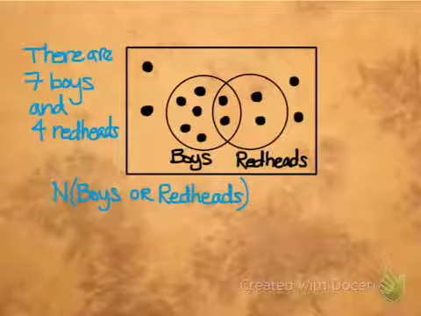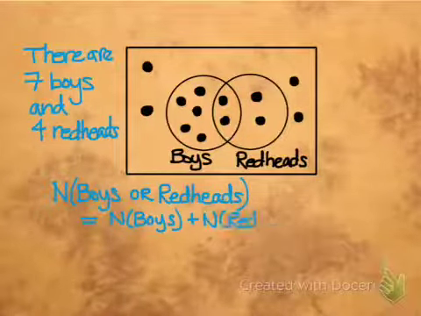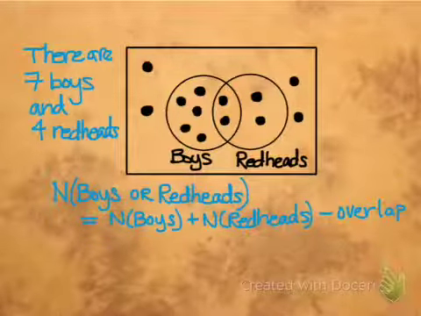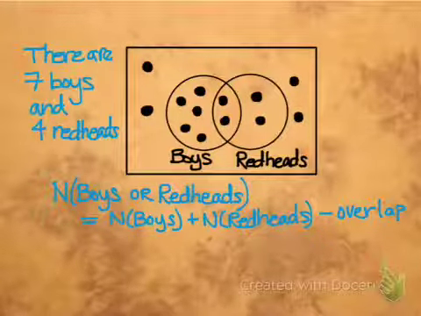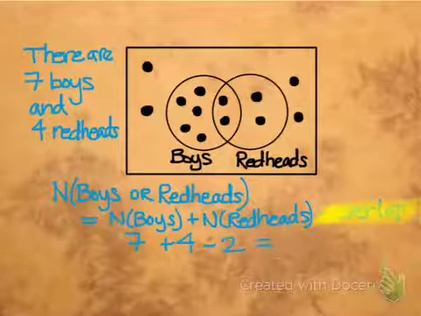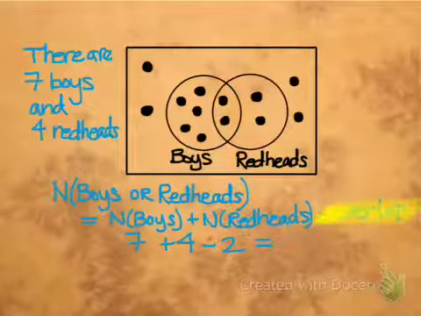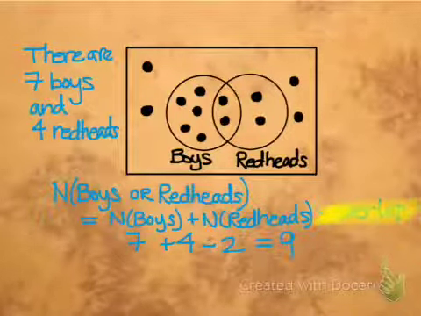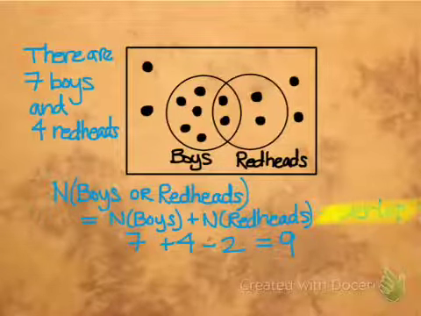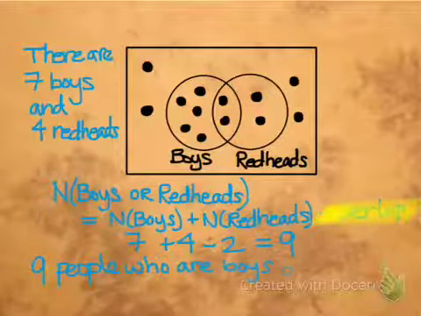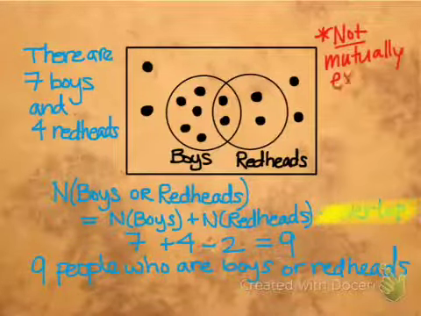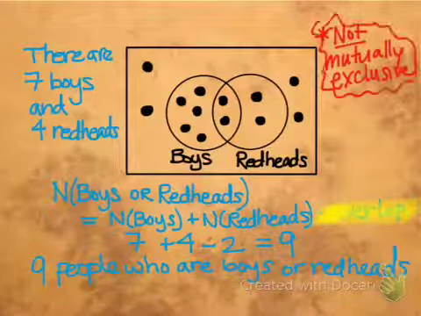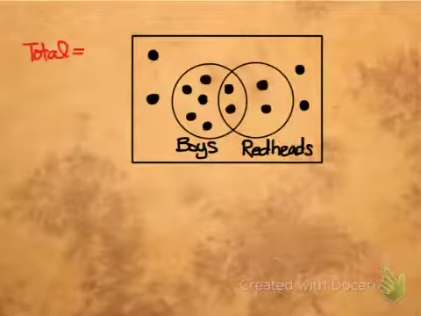So, if we're going to figure out the number of boys or redheads, we're going to take the number of boys, add it to the number of redheads, and then we have to take out the overlap because we've counted it twice. So we would do 7 plus 4, then take out 2 because we've counted it twice. And we get 9. So 9 people who are boys or redheads. And again, as I said earlier, they're not mutually exclusive.